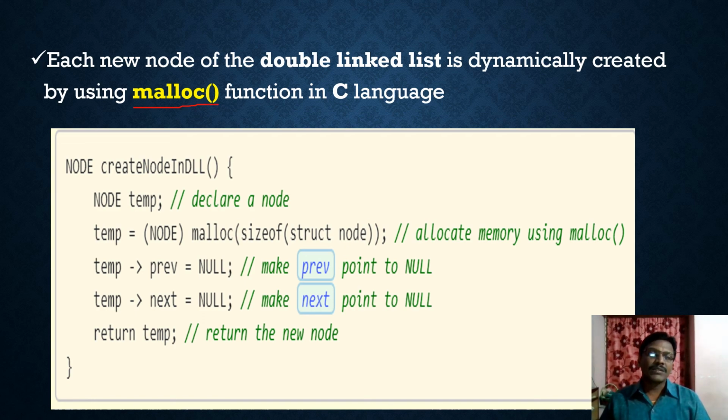The create node function in a doubly linked list: in that, node temp is one variable, and we allocate memory to temp using malloc of size of struct node. In the same way, temp previous equals null and temp next equals null. At the time of creation, previous and next are null by default, and we simply return temp.